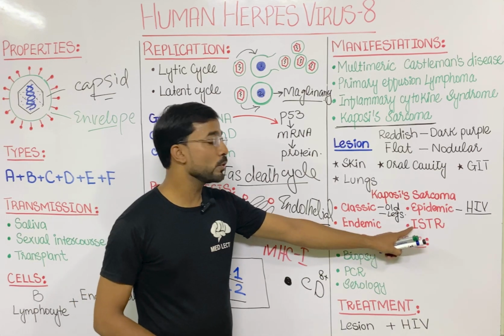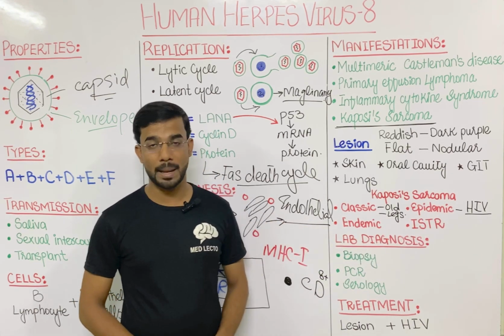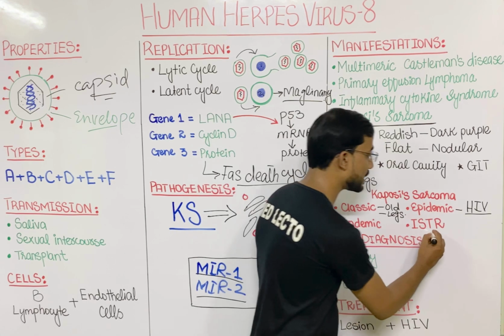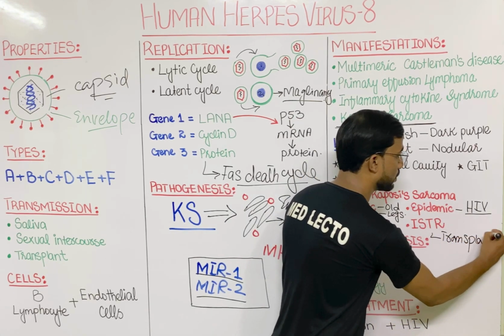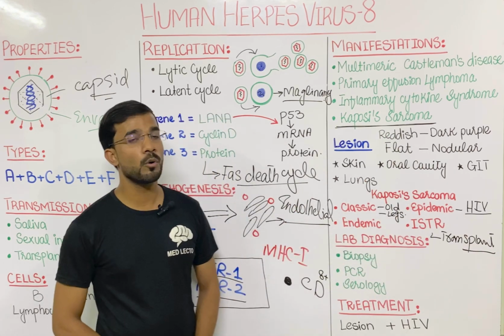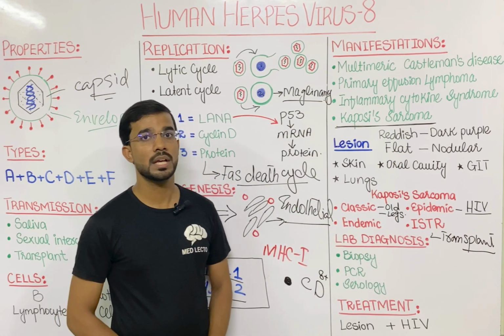Next is the immunosuppressive therapy related Kaposi sarcoma. This is mostly seen in transplant patients. So these are basically the four most important types of Kaposi sarcoma.